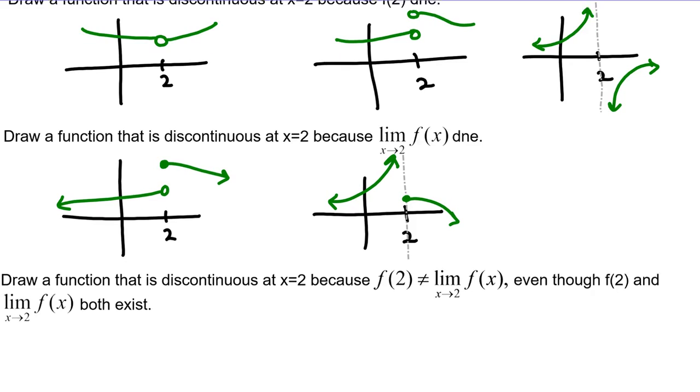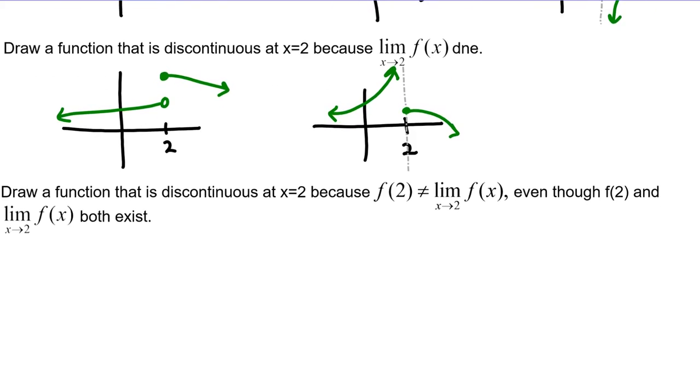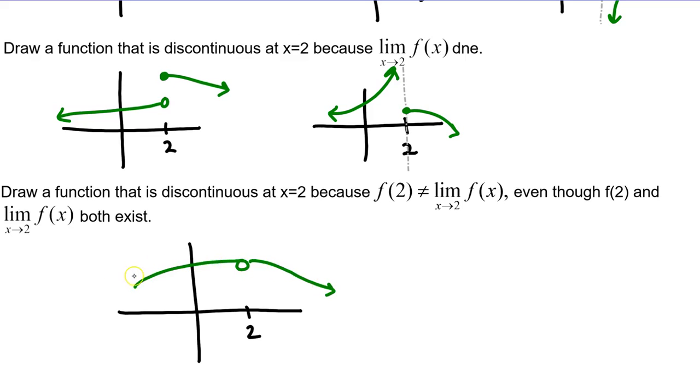And then the third one is draw a function that is discontinuous at x = 2 because the function value is not equal to the limit even though f(2) exists and the limit exists. Okay, so this is the kind of thing where the limit exists, so it's coming to the same value from the left and from the right. The function value exists, so there is a point, but the point is not equal to the limit.